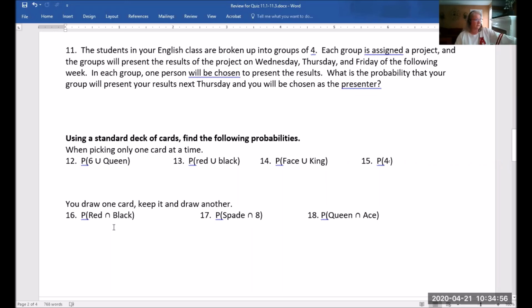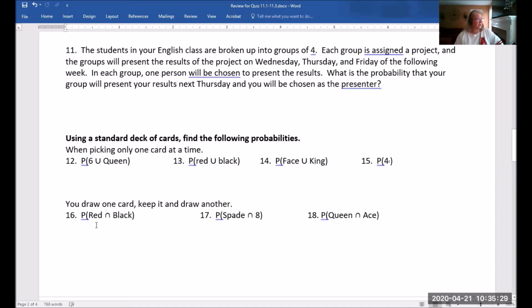This one's going to be "and," which means it's going to be independent or dependent, okay? So is there any overlap between a queen and a 6? No. So that would be mutually exclusive. Is there any overlap between red and black? No. So that would be mutually exclusive. Is there any overlap between a face card and a king? Yes, so this would be inclusive. Let's go down here to this one because I've totally run out of time.